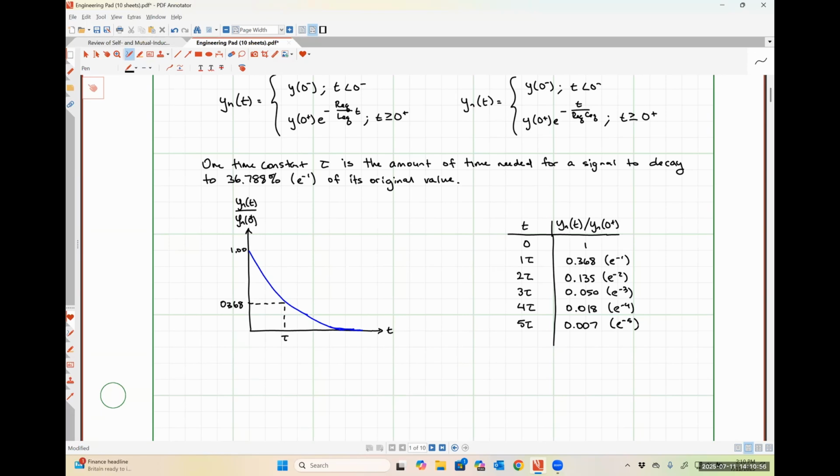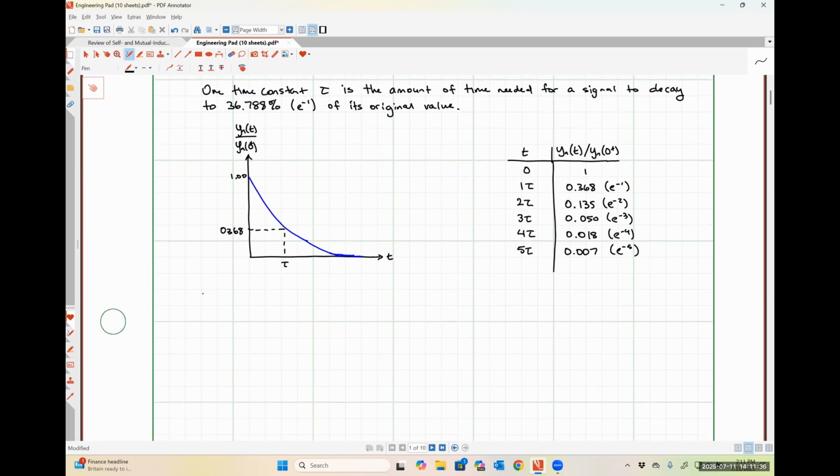What we've just figured out is that it takes a signal 5 time constants to decay to less than 1% of its original value. So essentially, for engineering purposes, 5 time constants is infinity, because that's how long it takes for our energy storage element to transfer almost all of its energy to any resistances, bringing our system back to DC steady state. Okay, I'm going to write that down here.